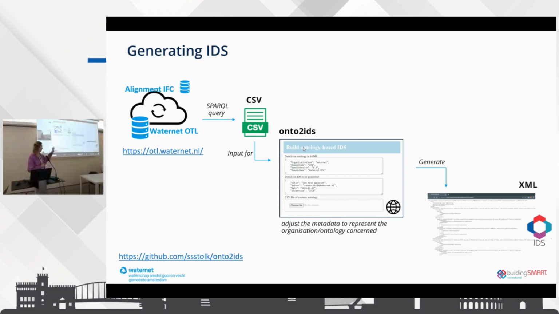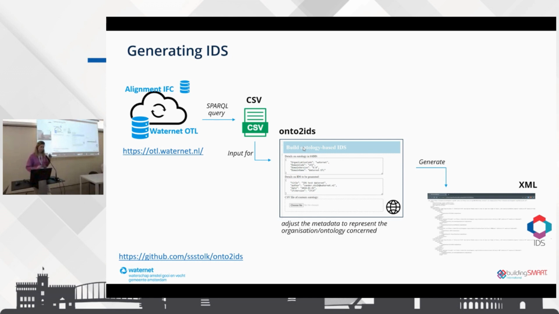So we have the same environment, the right-hand OTL with IFC alignments. We made a little bit of a different query this time because we need some different specifications in the IDS from our ontology. Then we have this second script called onto to IDS, which is also published on GitHub, so other people can use it as well. And we generate an IDS XML file, and then we are ready to check our models.